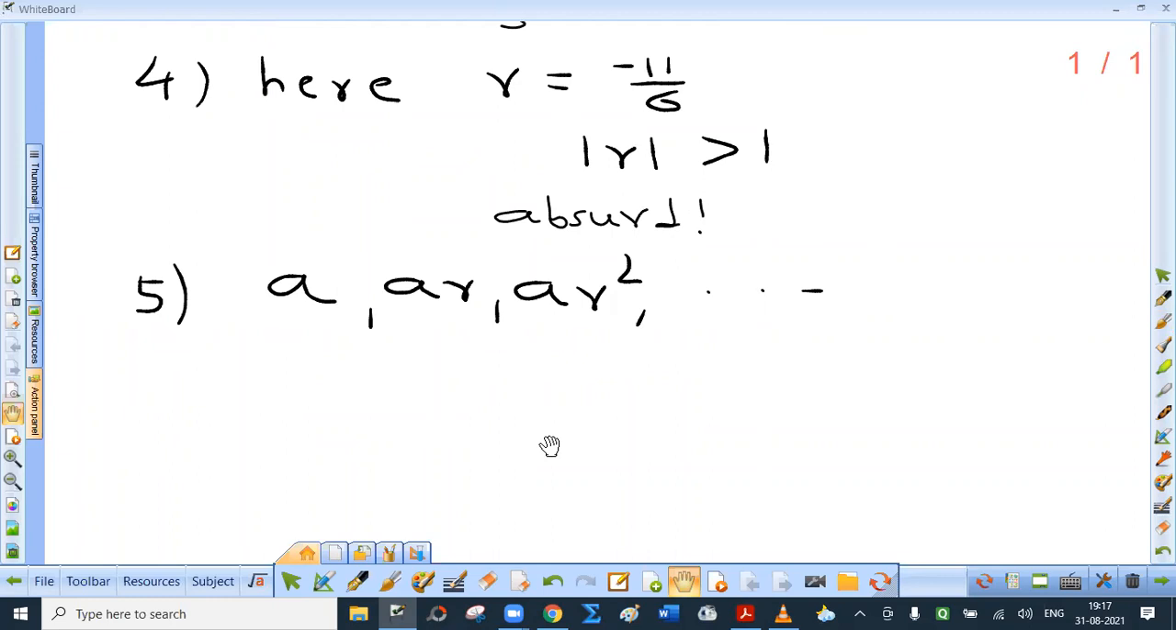Sum to infinity of this GP is 15. Therefore, a upon 1 minus r. Let me check. It is not 15, I'm sorry, it is 5. What is given? Sum to infinity of GP is 5. I'm sorry, not 15, it is 5. So a upon 1 minus r equal to 5.